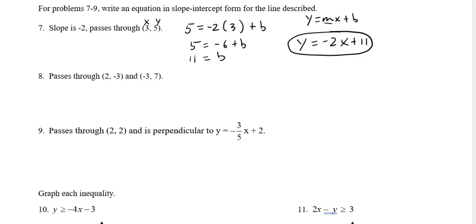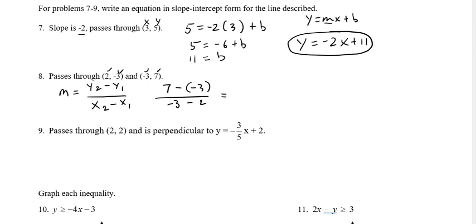Number 8, they aren't quite as nice on this one. Instead of just giving me the slope, I'm going to have to calculate the slope. And this is the formula that I use to do that. So y2, I'll let 7 be y2, minus y1, that's -3, over x2, -3, minus x1. So that's 10 over -5, which is -2.